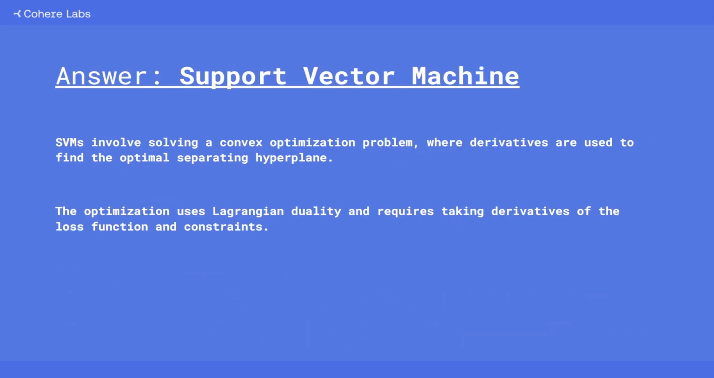Next, support vector machine or SVM. This is another classical or traditional machine learning algorithm. So SVMs involve solving a convex optimization problem where derivatives are used to find the optimal separating hyperplane. So the optimization uses Lagrangian duality and requires taking derivatives of the loss function and the constraints. So again, support vector machines, definitely need to know your derivatives for these ones.